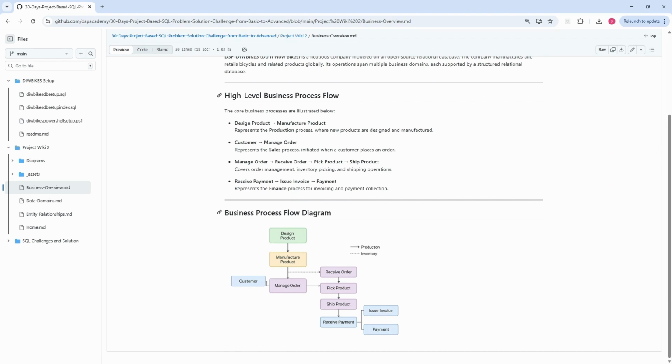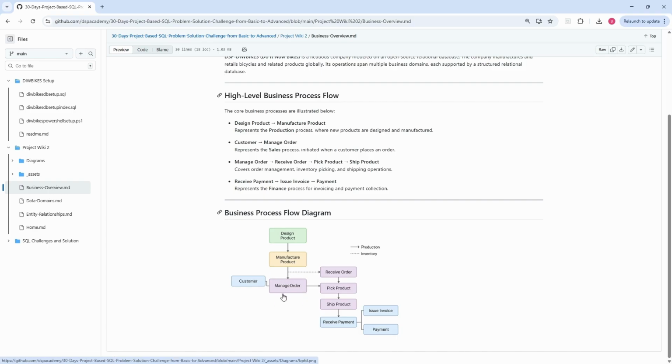Think of the business: they design their product. Once they design their product, they manufacture it. And once the product is available, they store it. And then a customer places an order, or they receive an order from a customer. That's what we have right here.